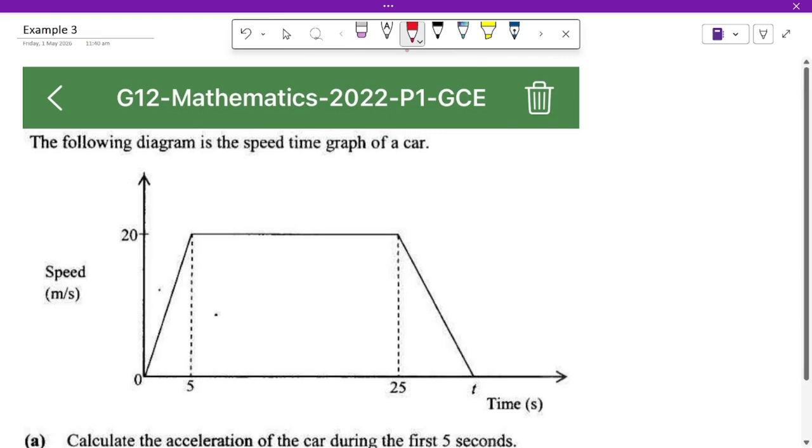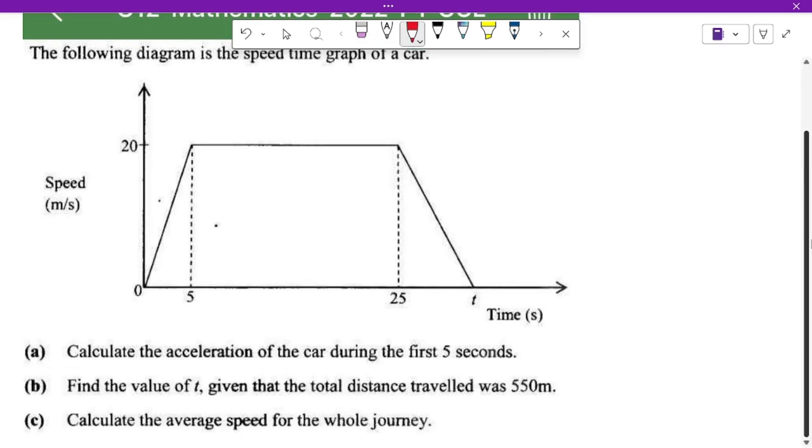The next question says, the following diagram is a speed time graph of a car. I don't have much to say about this one. So we have this diagram up here. Let's go to the question. Calculate the acceleration of the car during the first 5 seconds, from there to there.